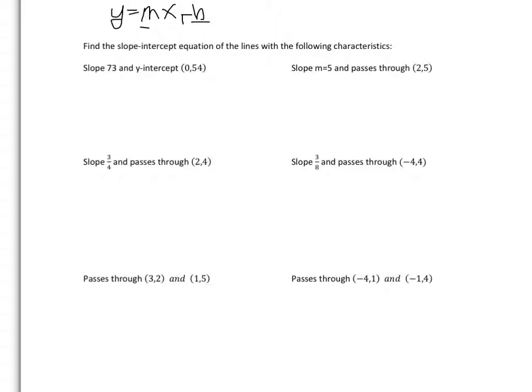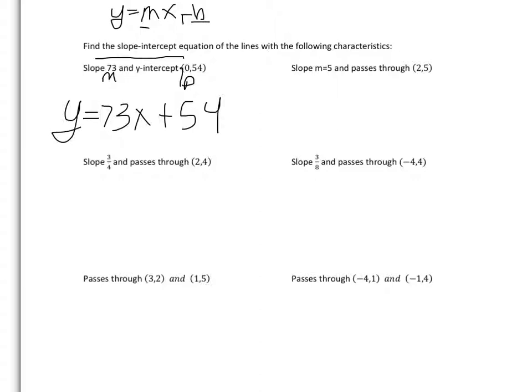So look at this first one. Slope 7/3 and y-intercept 5/4. We have our m. We have our b. So plugging in this formula up here, we have y equals 7/3 x plus 5/4, and we have our y equals mx plus b right there.